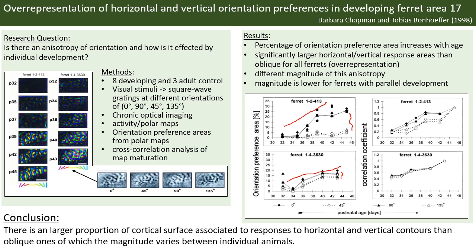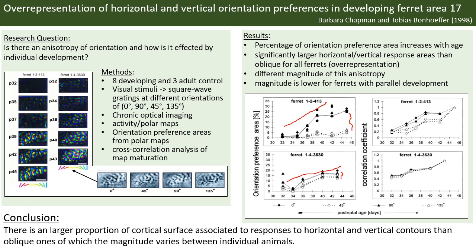Interestingly, this magnitude is lower for the ferrets with parallel development. Again, this can be seen across all 8 ferrets, since 4 of them were developing asynchronously and the other 4 developed both orientation preferences in parallel. In conclusion, this means that there is in fact a larger proportion of cortical surface associated to response to horizontal and vertical contours, contrasting to oblique ones, but additionally, the magnitude of this anisotropy is highly different between animals.